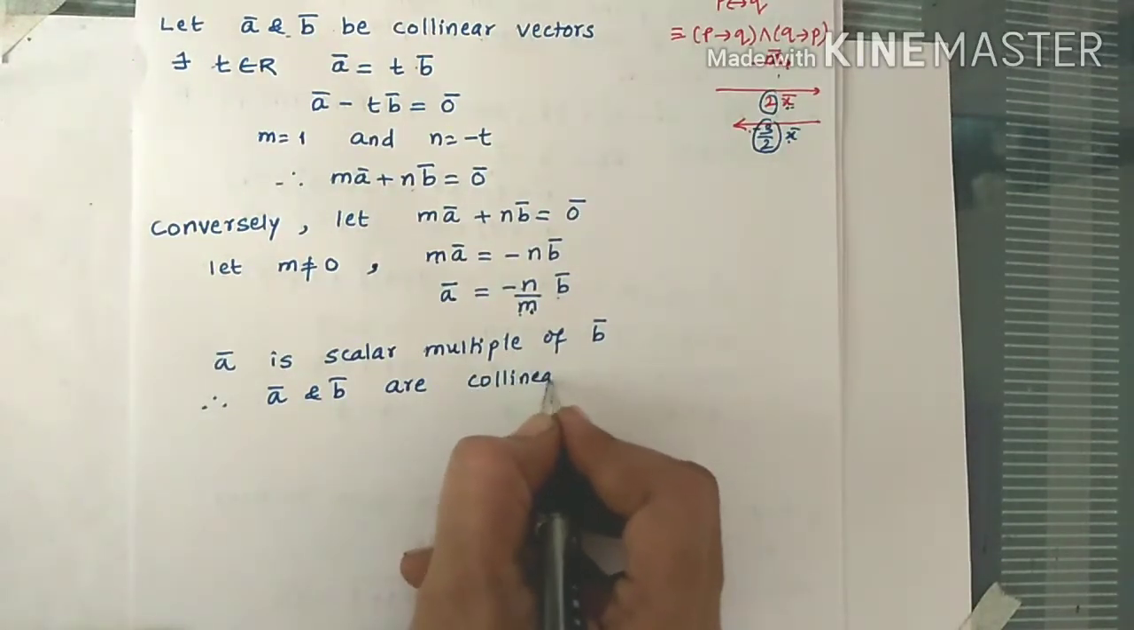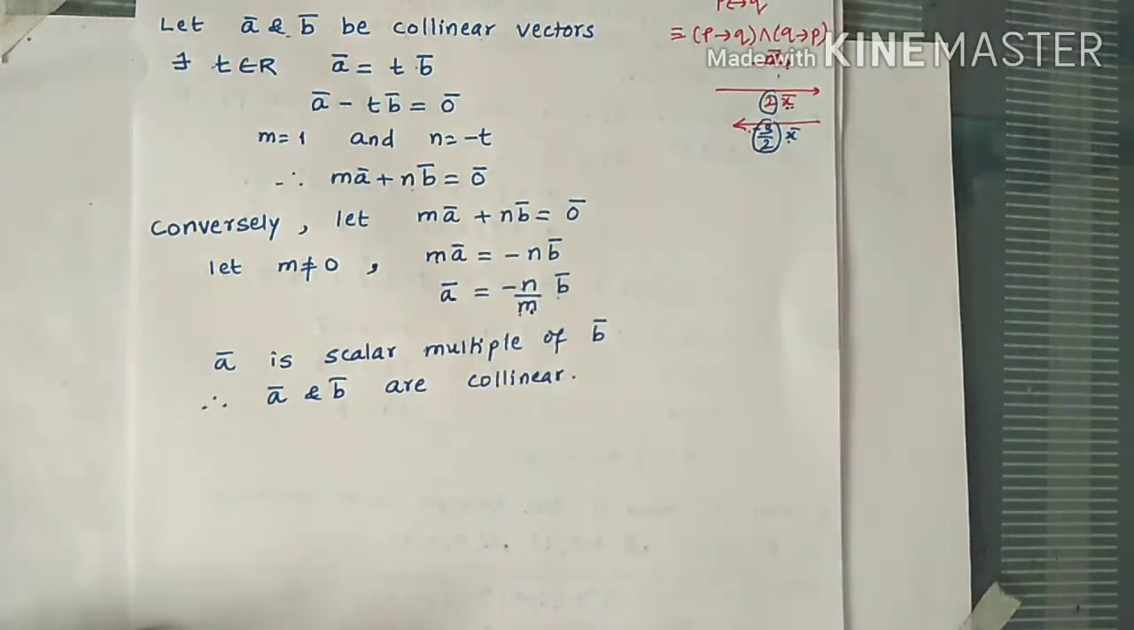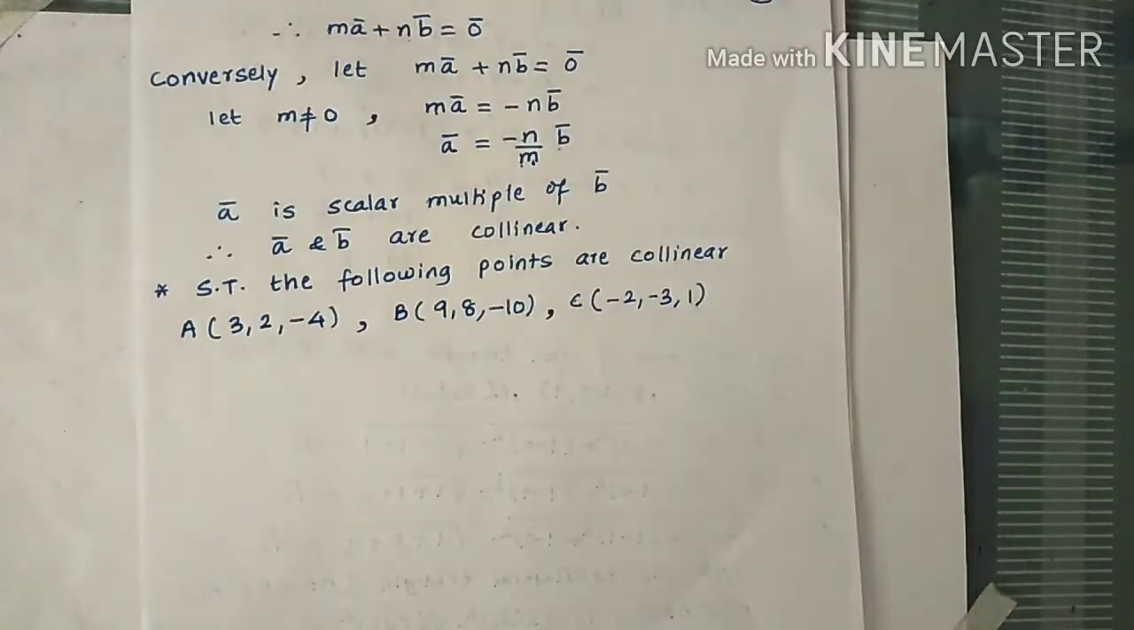So this is the proof. This is the if part. So we have proved that two vectors a bar and b bar are collinear if and only if there exist scalars m and n such that m a bar plus n b bar equal to 0 bar. Now considering this, let's prove this.